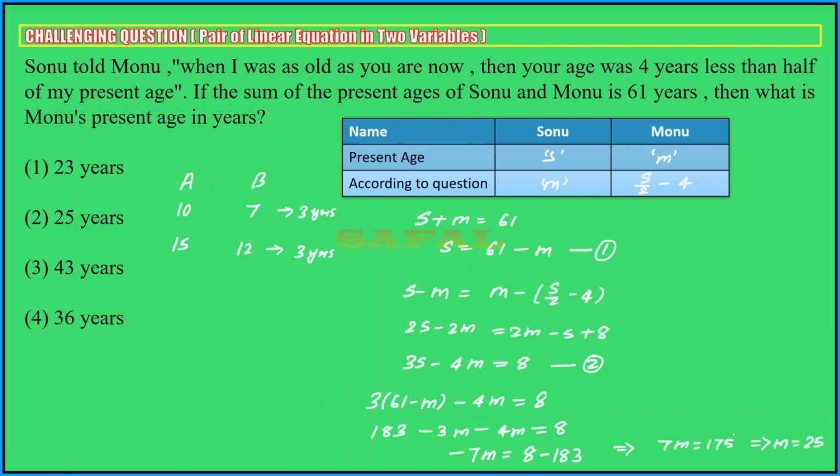So that means Monu's present age is how much? 25 years. So it was a nice question. So the answer is going to be 25 years.